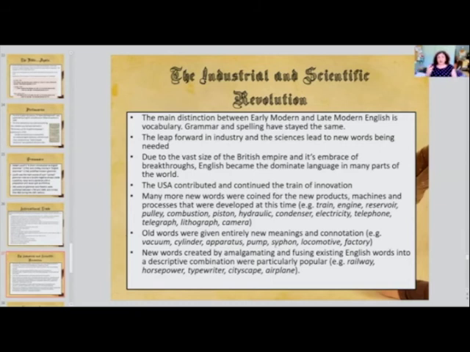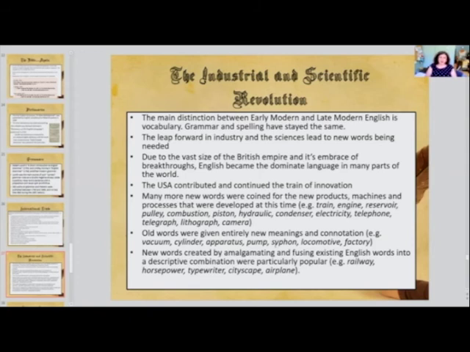So we need all these new words to describe things: train, reservoir, combustion, piston, hydraulic. And we take old words and we give them new meanings. We reinvent things like apparatus and pump and locomotive and factory. These words existed pre-industrial and scientific revolution, but they're rebranded and brought into this new time.